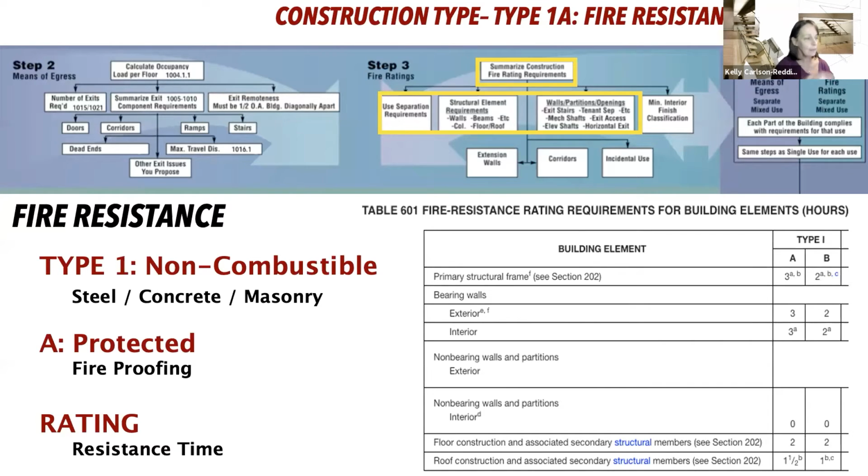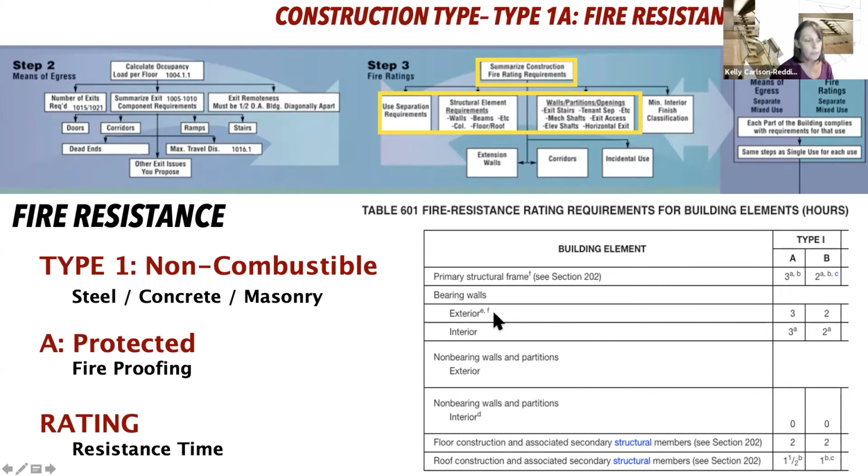So if I am type 1A, again, the chart goes over to the right here, but we're dealing with this first column. All of my primary structural frame members are going to have a fire resistance of 3 hours, okay? So this is the most stringent resistance level that we have. And what it means is that for 3 hours in the heat of a fire, that element will be safe, right? So my structural frame needs 3 hours.